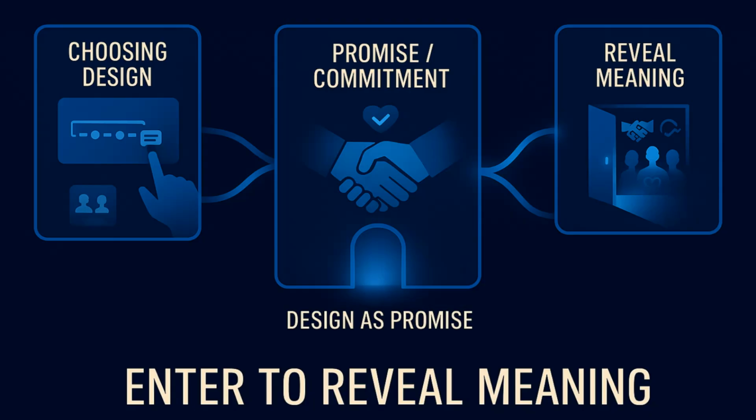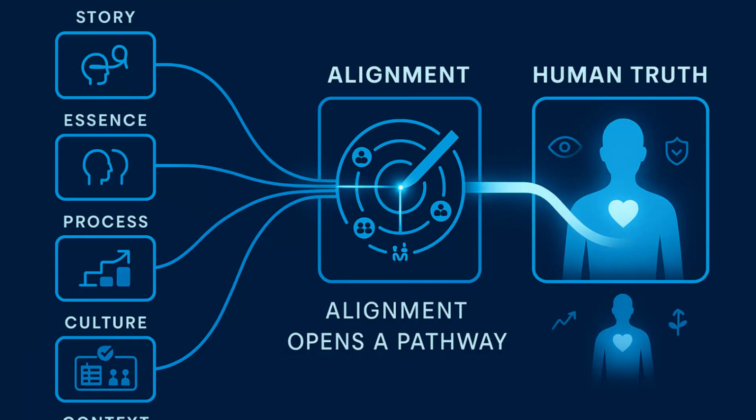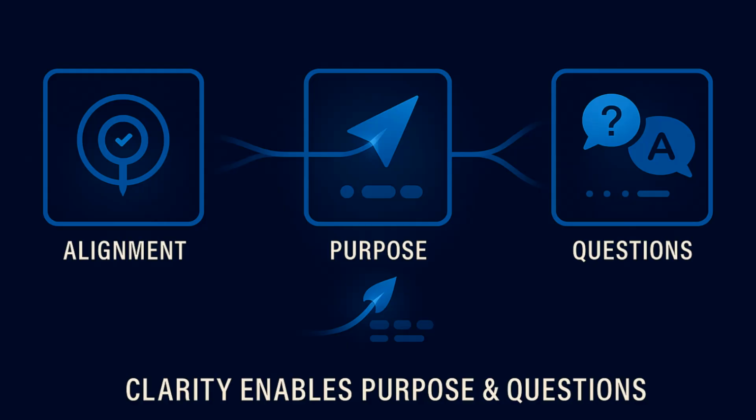Choosing the right design is a promise, a commitment to enter the phenomenon in the way that reveals its meaning most faithfully. Through story, essence, process, culture, and context, a well-aligned qualitative design becomes a pathway into human truth, one that stands in service of understanding, dignity, and change. And once this alignment is clear, the next step becomes possible, shaping the purpose and questions that will guide the study forward.